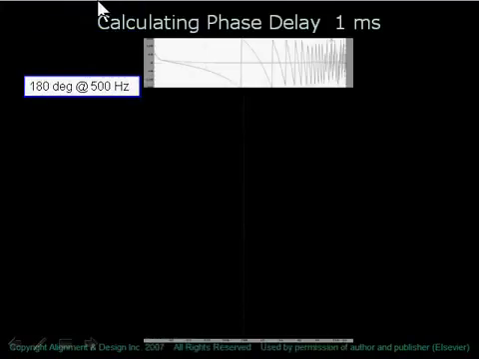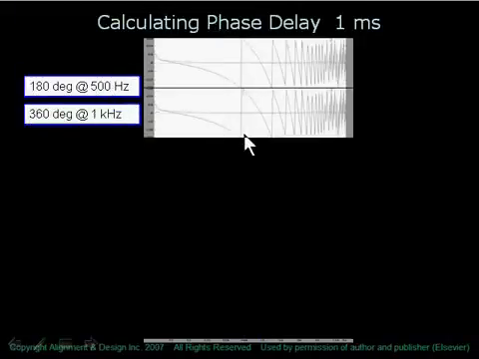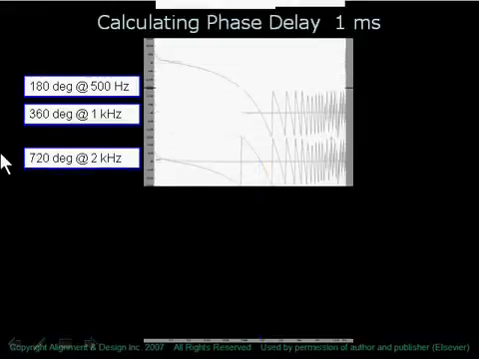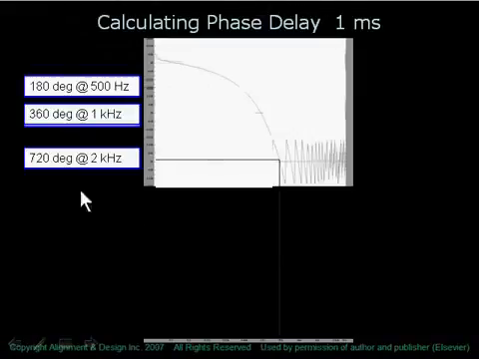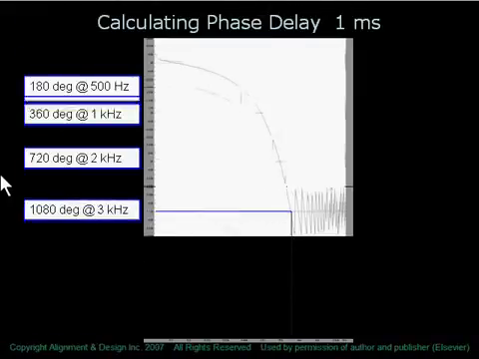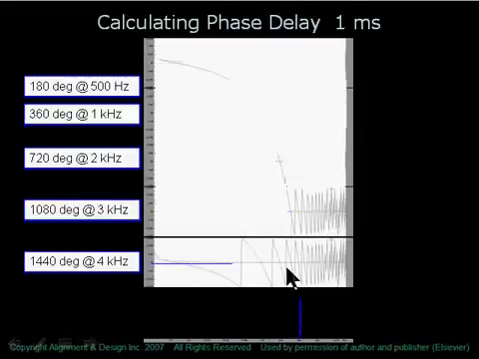We're going to look at a series of responses and show the phase spiral unwrapping. We'll start from 0 Hertz, and we can see that by the time we reach 500 Hertz, we've gone 180 degrees. By the time we reach 1 kilohertz, 360. 2 kilohertz yields 720, or 2 wavelengths. And on it goes. For every rise in 1000 Hertz, we change the phase by 360 degrees.